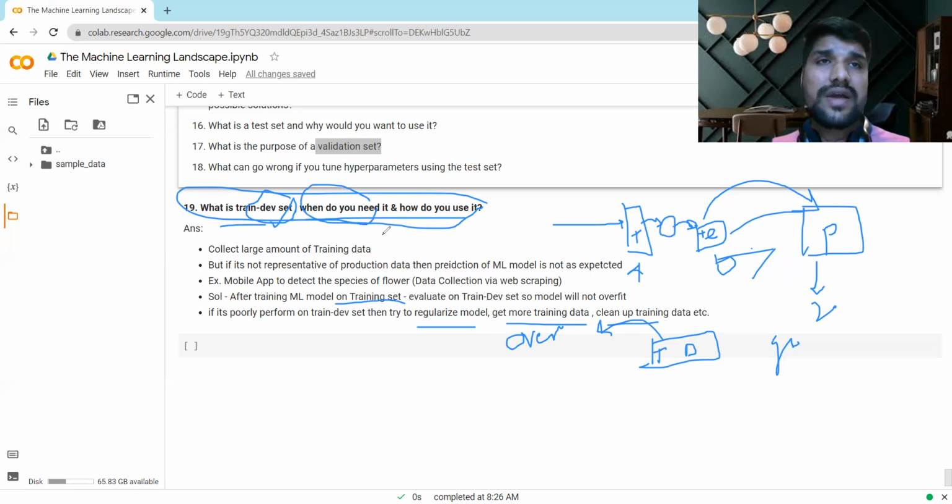When do you need it? It is needed when our model is not performing well in production. But it is always a good practice not to wait for production, and to start having it from the initial phase of machine learning development. And how do you use it? Send the data to the training data set, then evaluate that training. Once the model is developed, evaluate that model on the train dev set, and as per the result, check whether the model is ready for production or not. I hope you understand the answers to these questions, and also that this is one of the challenges of data mismatch.